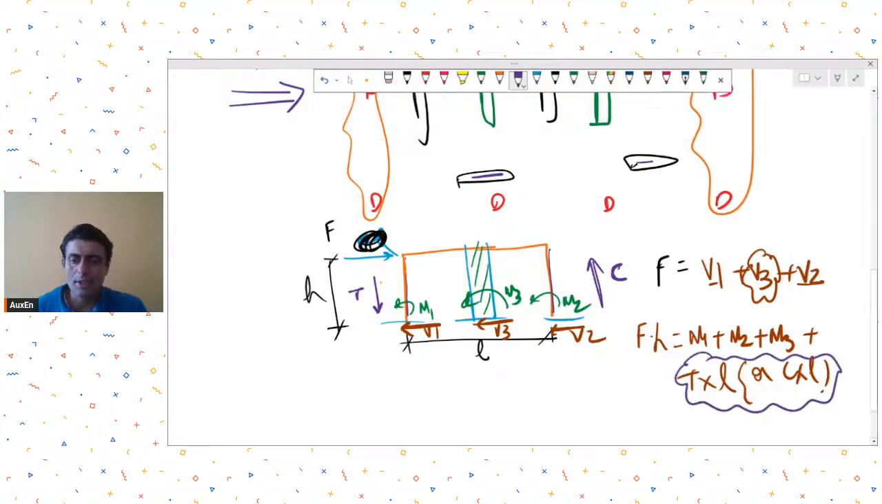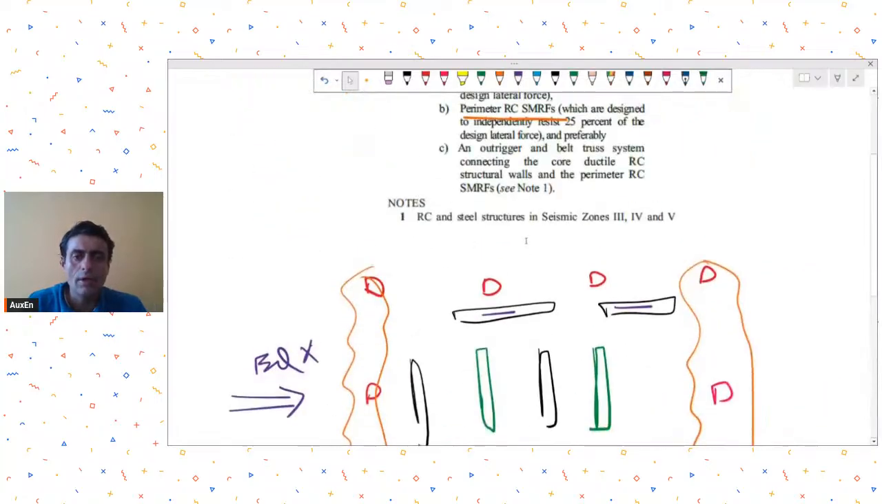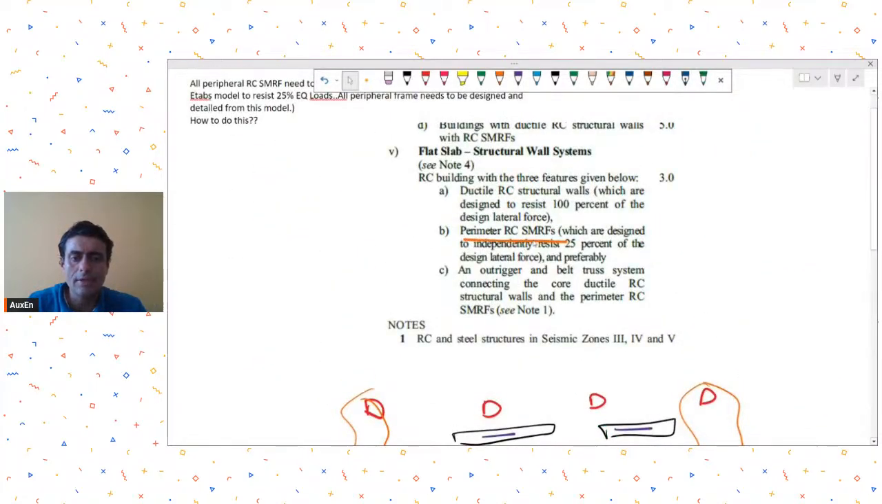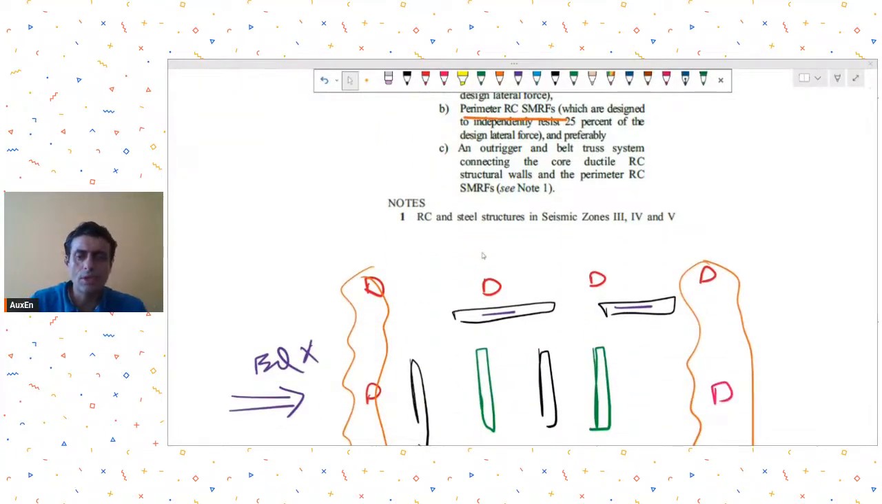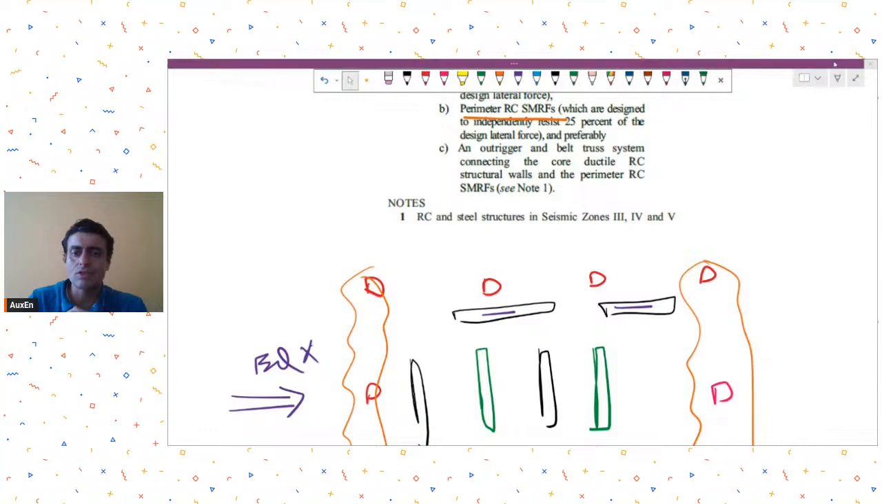This axial tension compression couple will be a significant component. This M3 will be a significant component. And in shear terms, this V3 will be a significant component. Now, what the code is saying is that perimeter RC moment resisting frames need to independently resist 25% of the design lateral force. Okay. So when it says that it needs to resist 25% of design lateral force, both the effects of earthquake, that is the shear and the overturning moment, have to be resisted by this frame.